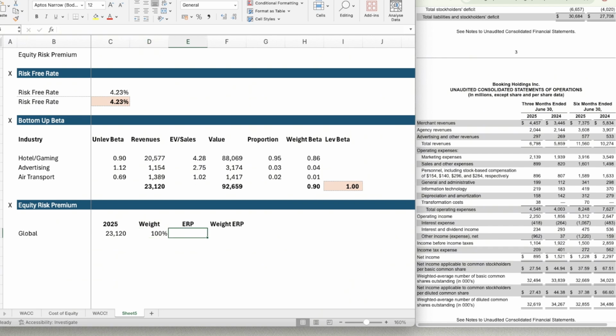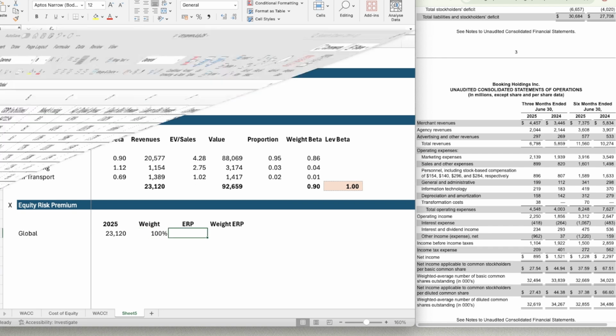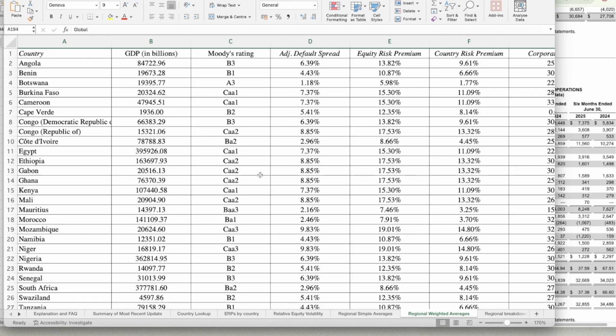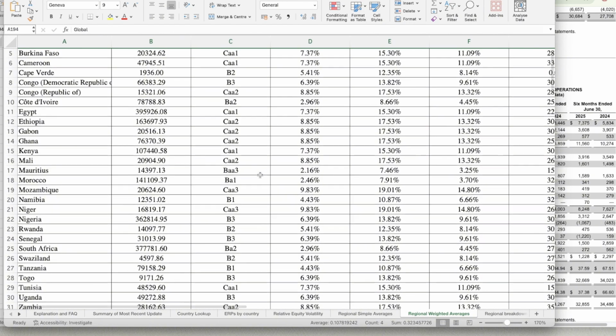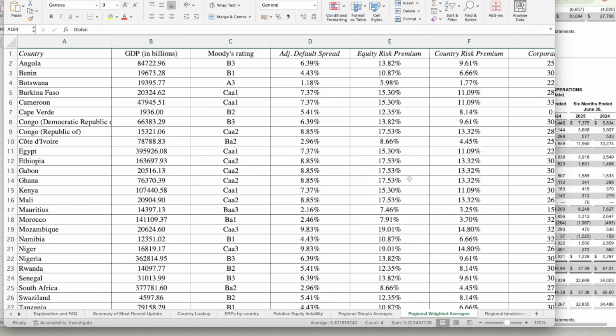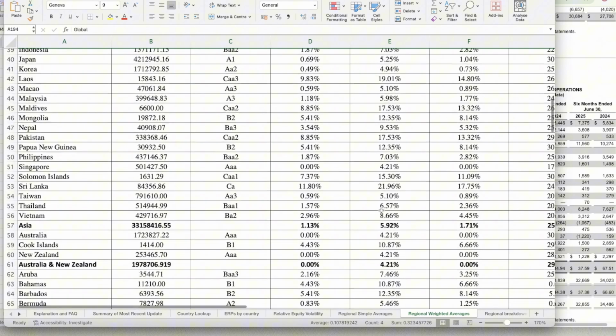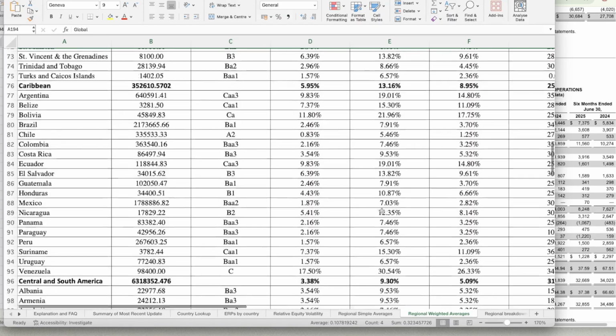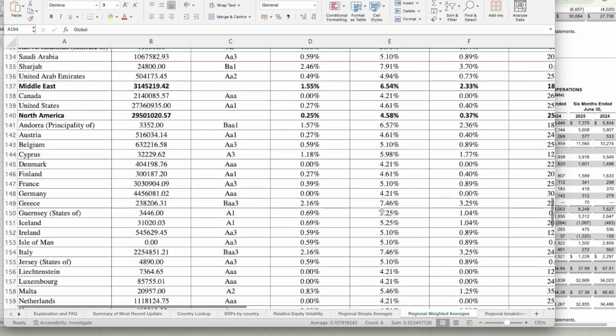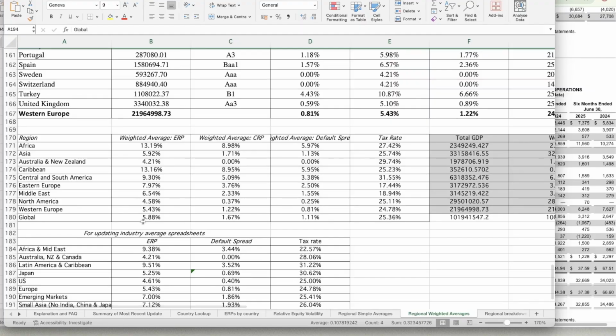And these are all available to download. So this is Professor Damodaran's spreadsheet where he calculates an equity risk premium for each country. But obviously we don't know what the breakdown is for Booking. So we'll go to the bottom and you can see this weighted average ERP. That's what we'll use. So we'll use this 5.88% figure.